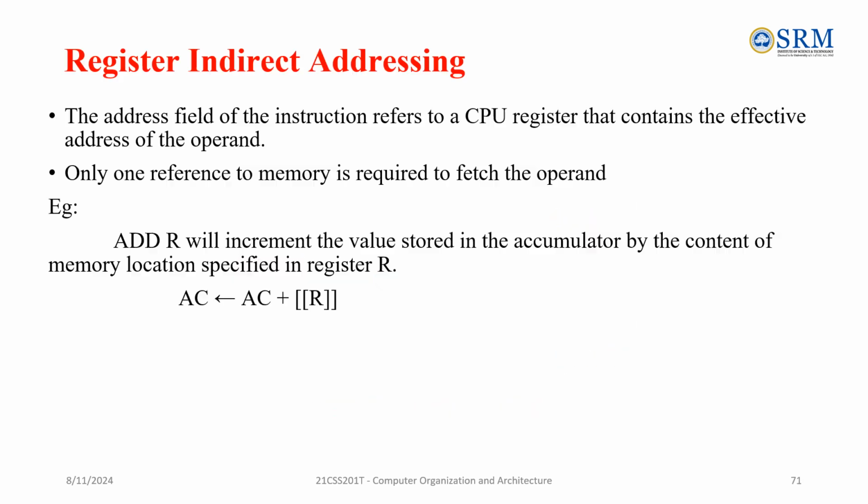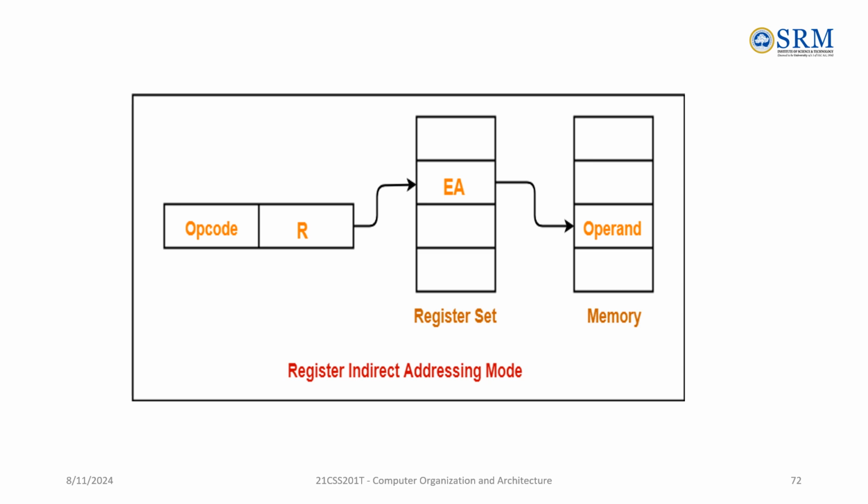Okay. Next is register indirect addressing mode. It is pretty much like indirect addressing mode. You find an address in the register and you go to that address, where you will find the data stored. So that is register indirect addressing.